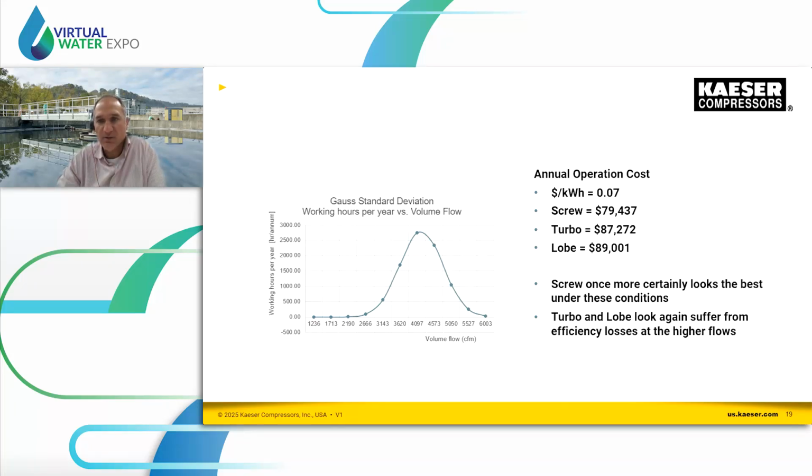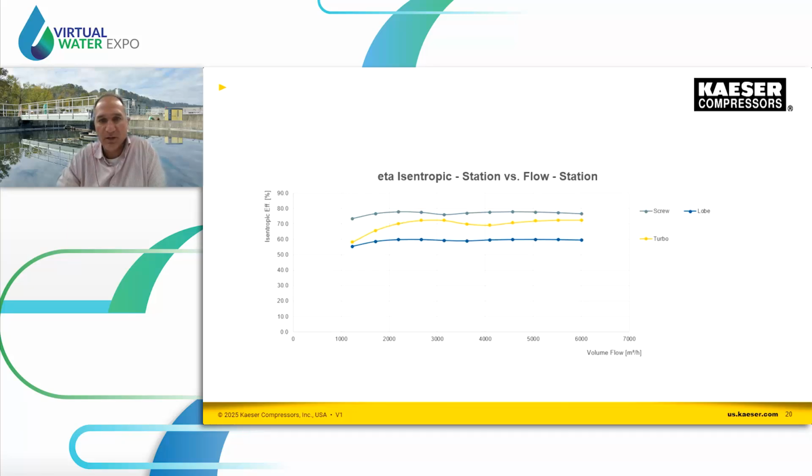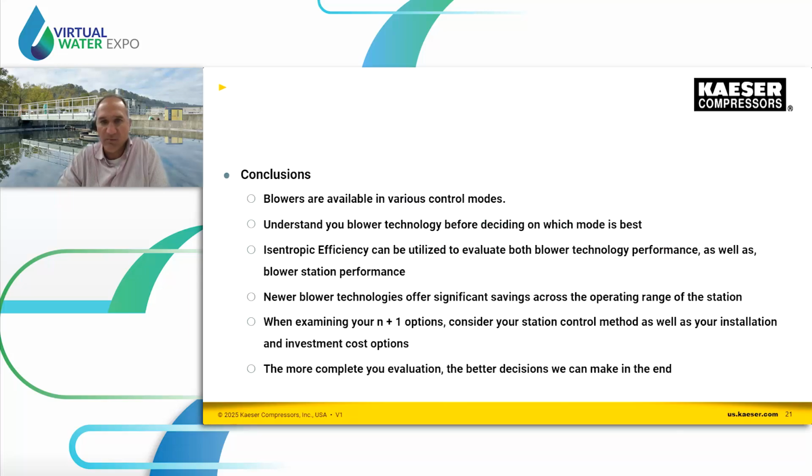All right, so again we're back here to how these things are laying over top of one another. We can see, depending upon the flow range we're operating in, how those efficiency points converge and go apart from one another. And again, we can see how the new technologies offer us a lot more benefit. So, a quick conclusion. Blowers are available in a variety of control modes, and we saw how important those control modes can be when we're looking at the entire control range of the station. So how we control the blowers, how we're going to turn them on and off, and how we're going to blend them in as we add machines and take machines away.